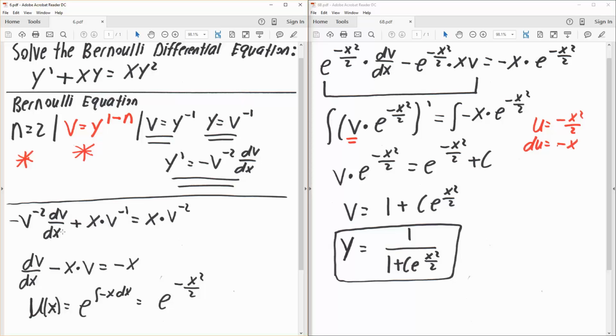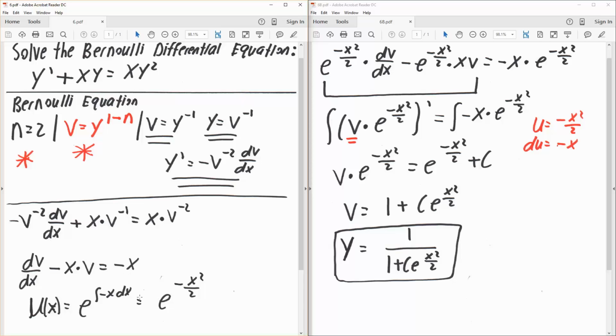And so the next thing we want to do is divide by negative v raised to negative 2, so we would get it in standard linear form. So we have now dv over dx minus x times v, because if we divide by negative v raised to negative 2, we would get a negative, and we would have negative 1 plus 2, so it would just be v, is equal to negative x.